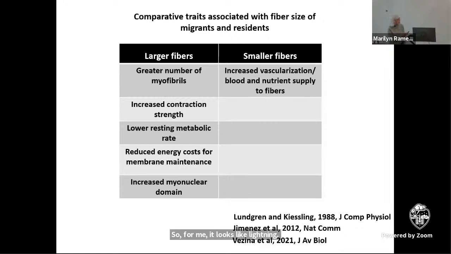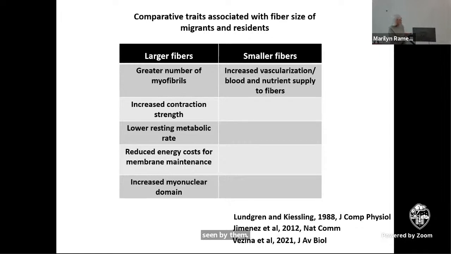But when you think about it, smaller fibers relative across these 2 subspecies, you get increased vascularization. So smaller fiber has more vessels serving it. So that increases the amount of blood, the amount of oxygen, the amount of nutrients that are going to be received by the fibers themselves.